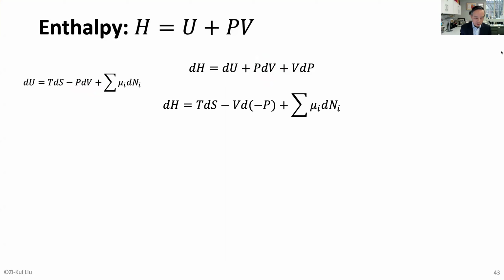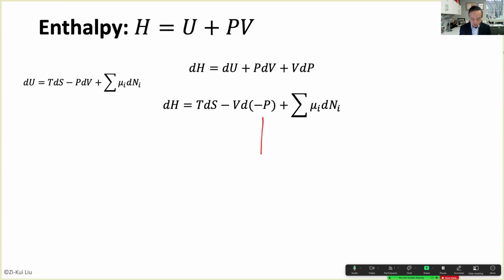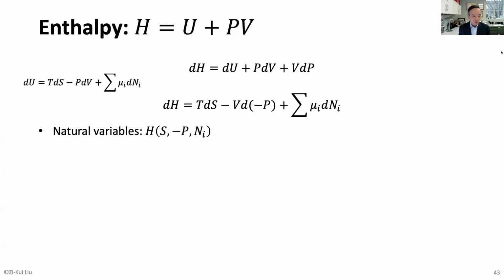But now we have two variables. We have to switch a variable from V to minus P. So it is a new variable, and now we get a dH. Okay, so this is a fundamental characteristic function, as Massieu put it, and also Gibbs put it in the 1870s too. He called it fundamental equations.